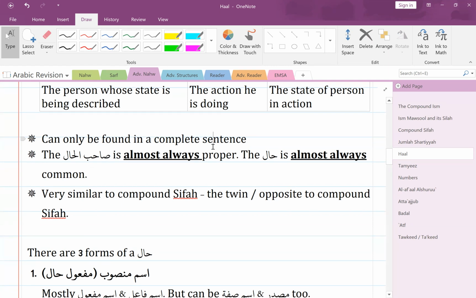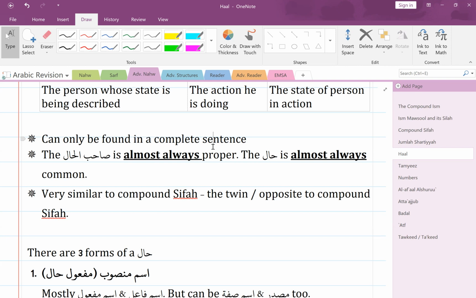Now, another important thing to note is that the Sahibul Hal is almost always proper. So the person or the thing being described, the Sahibul Hal, is almost always proper. Like 99.999% is going to be proper. Okay. So the person whose action is being described, that person or thing is going to be proper, while the Hal itself, okay, the Maf'ul Hal itself, or the compound Hal that we're going to look at, the Hal itself, it's almost always going to be nakira. It's always going to be common. Okay. So that's an important thing to always keep in mind.